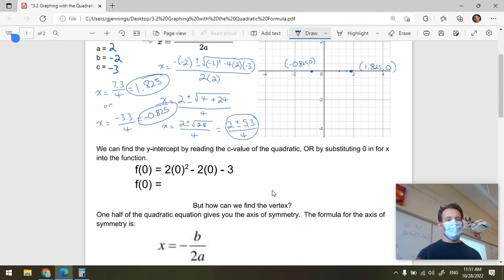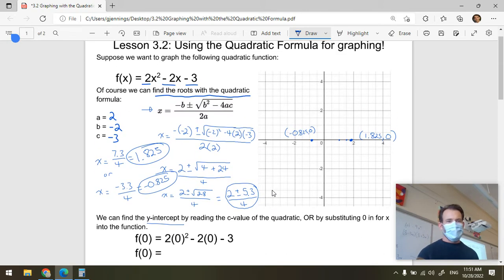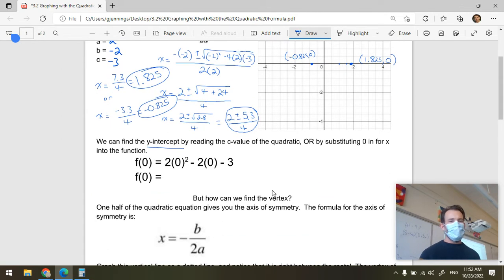We can also find another point really easily. We can find the y-intercept. We don't need the quadratic formula to find this one. We just input 0 into the function, or we just read the c value. The c value here is minus 3, so I know the y-intercept is minus 3. But I can also find that if I really forget this trick of just reading c by inputting 0 for x into this function. So here I would have 2 times 0, which is 0, minus 2 times 0, which is minus 0, minus 3. So f at 0, when x is 0, this function is equal to minus 3. It shouldn't surprise us because that's the c value.